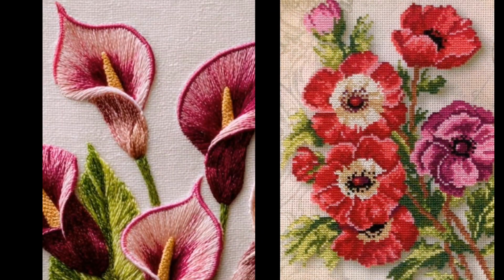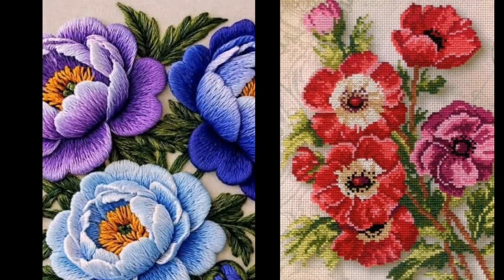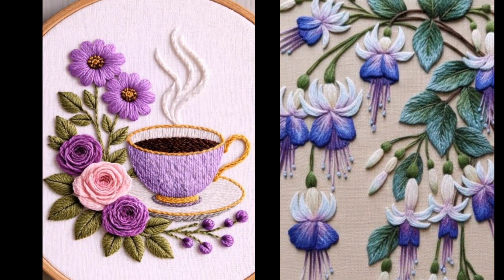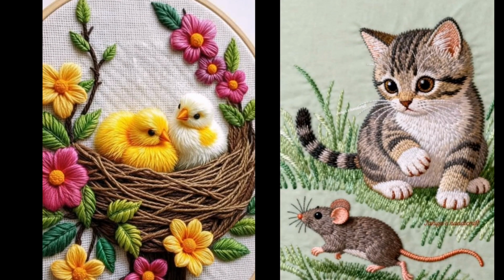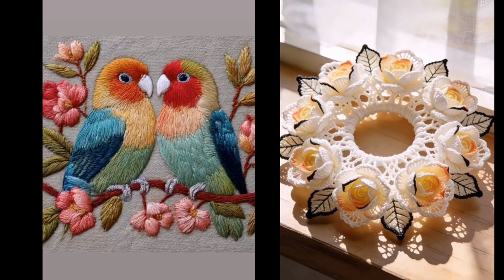Simple pattern embroidery. Simple patterns are perfect for beginners. These include lines, dots, borders and small shapes. Geometric designs are easy and modern. They look great on cushion covers and handbags. Simple designs help you practice neat stitches and improve your hand control.